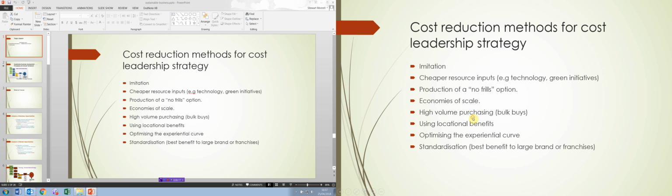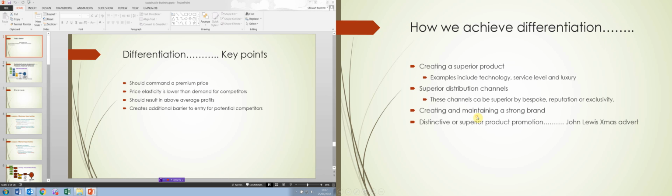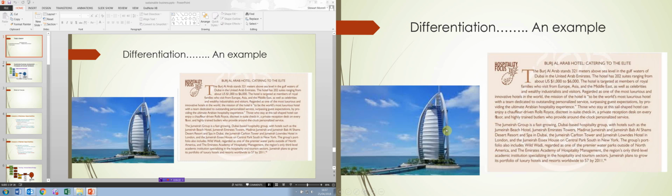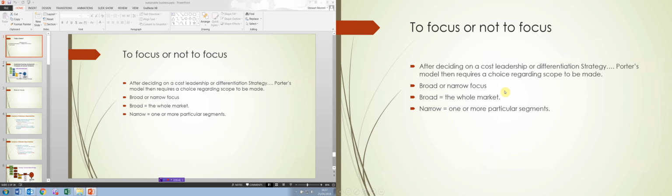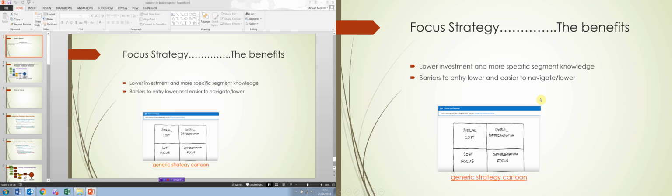So again, cost reduction methods and some differentiation, how we achieve it. Here's an example. Now that's a really good international example, but as we already discussed, the bird might just be a little bit too old now. There are others both in United Arab Emirates and around the world that might give you a more contemporary example and an international one. So then you've got to decide what your focus is going to be. Is it going to be broad or narrow? And a little bit more detail about what that might mean to you.